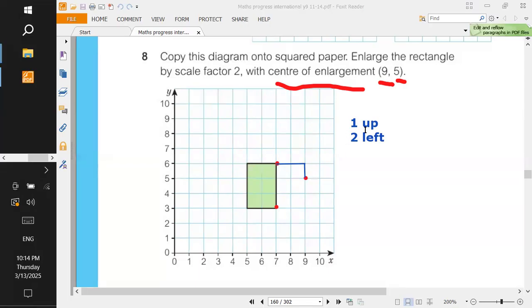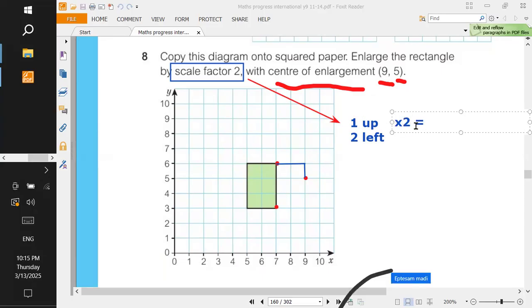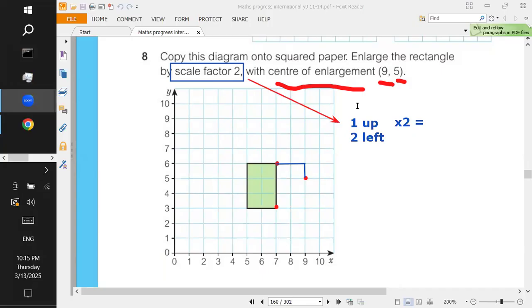Now, if I want to find the place of the new point, I take the scale factor, which is positive 2, and then multiply it by the movements that I did. So I'm going to basically multiply it by these movements over here. So let's multiply them. So 1 up times 2 equals what? 1 times 2 equals 2. Very good. 1 times 2 equals 2. Now, after that, let me do it here. Up here, when you multiply it by a positive scale factor, it stays the same. So this means 2 up, like this.